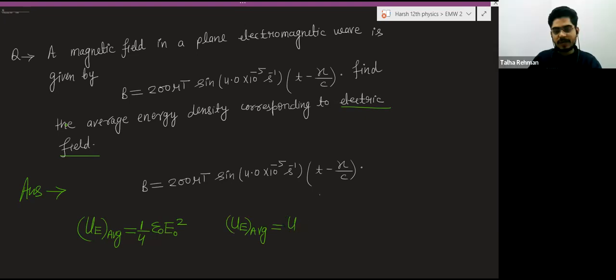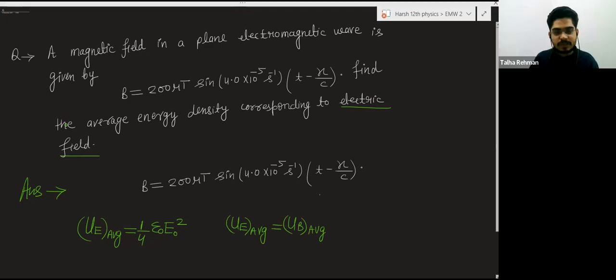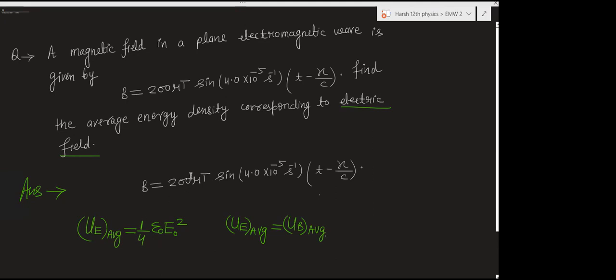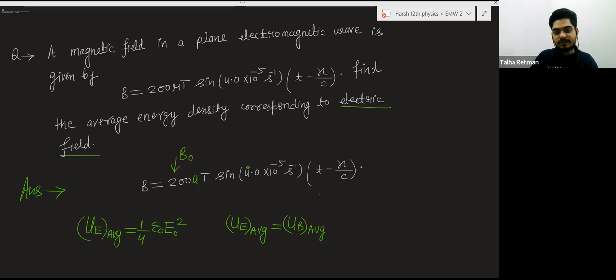For solving the numerical, the magnetic field is equal to 200 micro Tesla. This is not R T, this is micro Tesla. So this value we have is the B naught value, the peak value of the magnetic field, 200 micro Tesla. So we want to find this value.